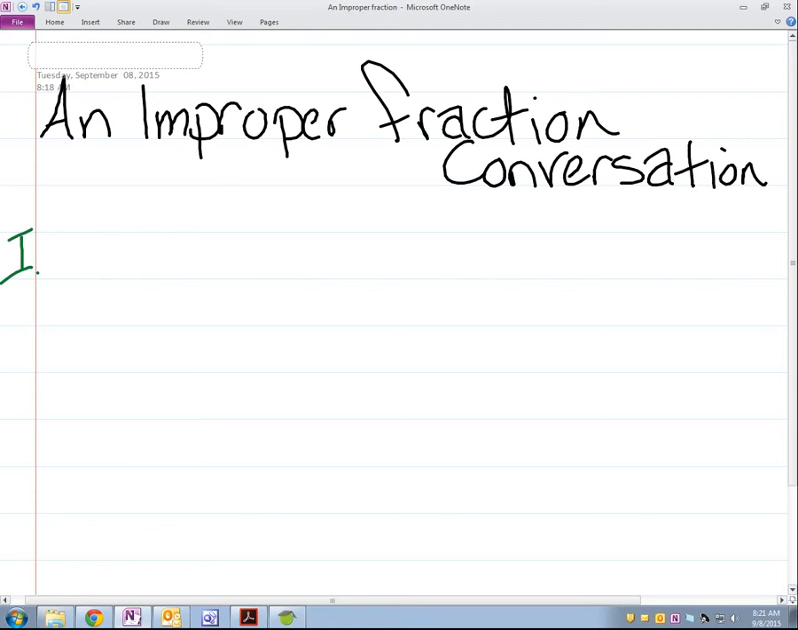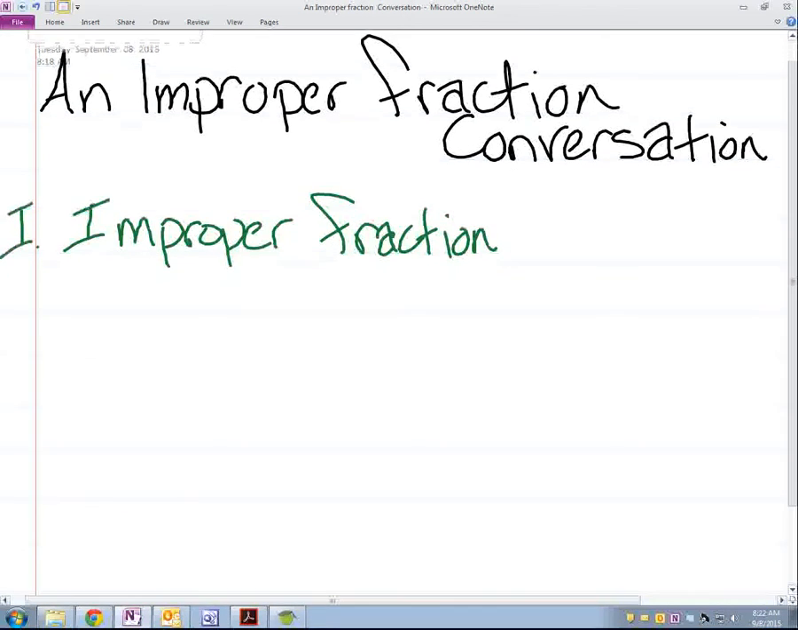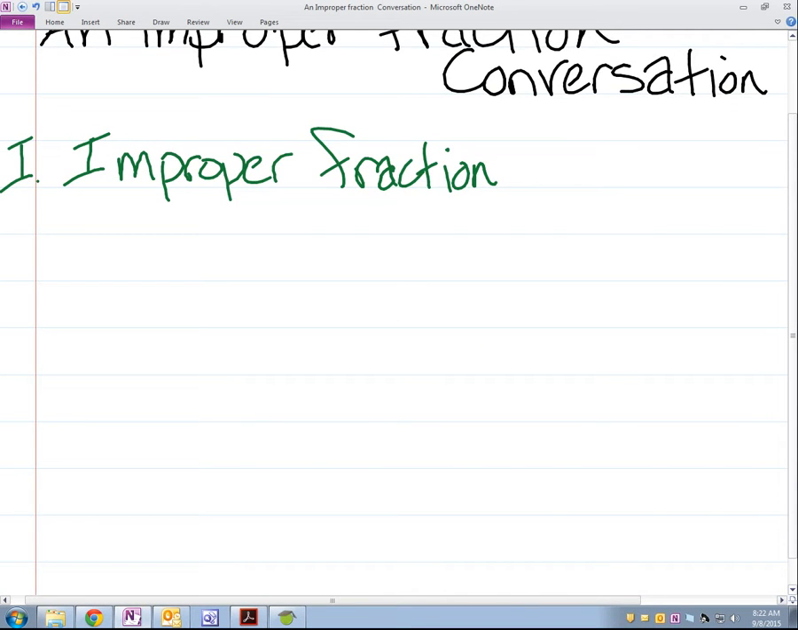We have, first, just the improper fraction. I mentioned this shortly on Friday. So an improper fraction. You write what I write until I tell you not to. I'll repeat. You write what I write unless I tell you not to.